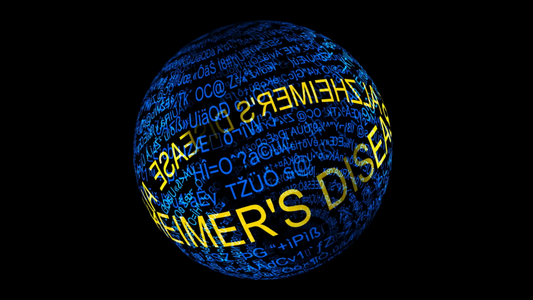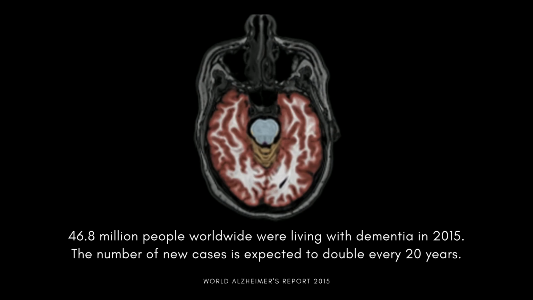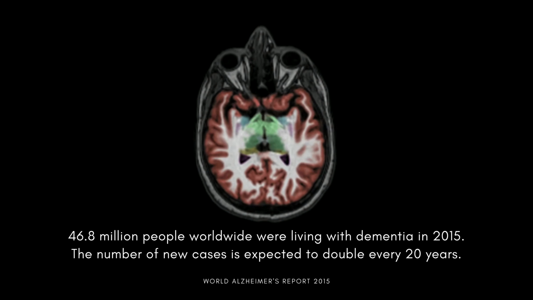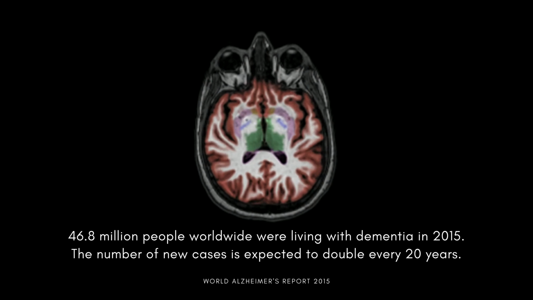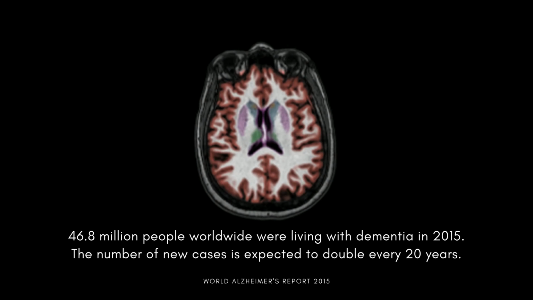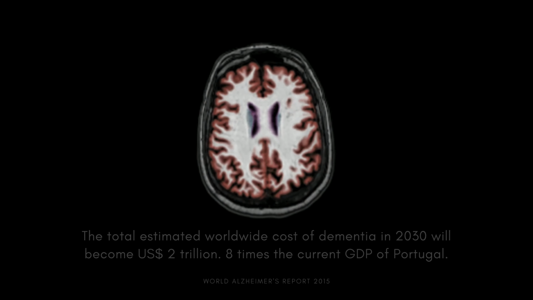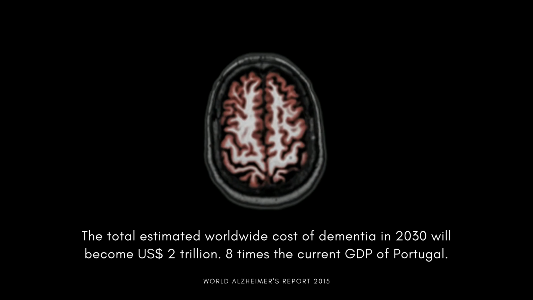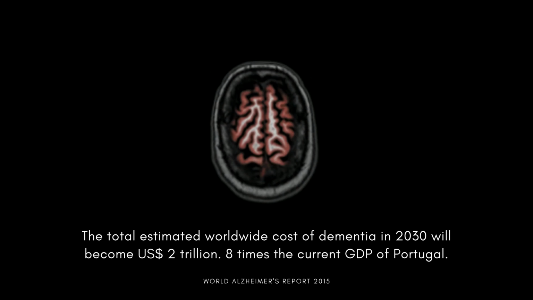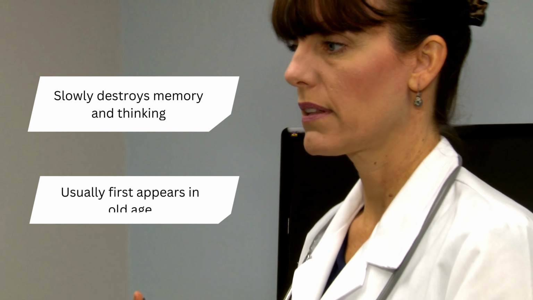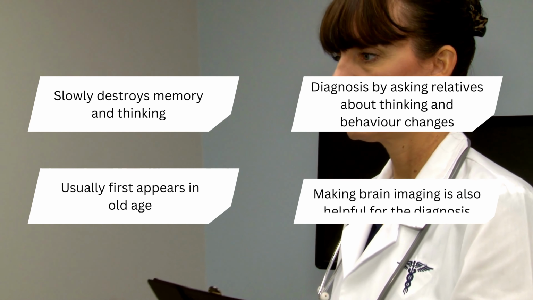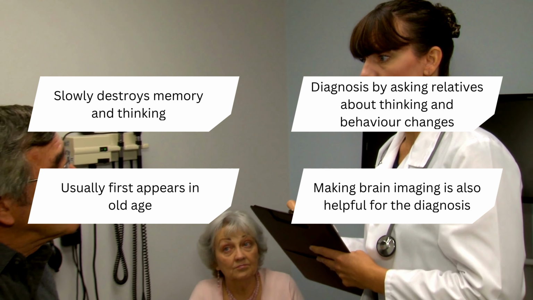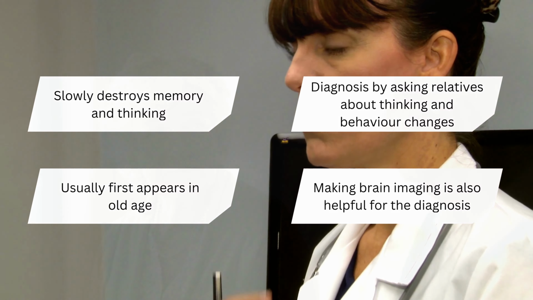Alzheimer's is a neurodegenerative disease. 46.8 million people worldwide were living with dementia in 2015, and the number of new cases is expected to double every 20 years. The total estimated worldwide cost of dementia in 2030 will become $2 trillion. Alzheimer's destroys memory, is associated with old age, and diagnosis is made by studying thinking changes and sometimes brain imaging.